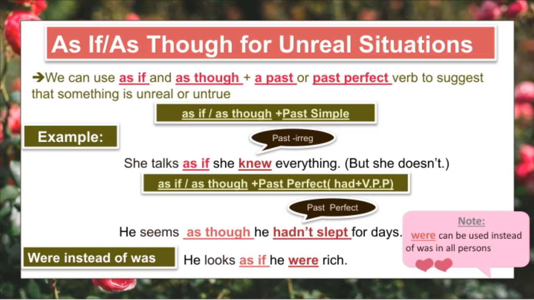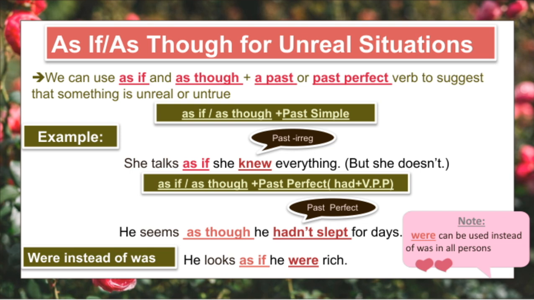Let's take a closer look at the note on this slide. We can see that instead of using was in all persons, we can use were. This is especially useful in conditional sentences or hypothetical situations. Next, we have the phrase as if or as though combined with the past perfect tense, which is had plus VPP. This structure helps us describe unreal situations in the past. For example, he seems as though he hadn't slept for days. It gives the impression that something didn't happen or was different from reality.